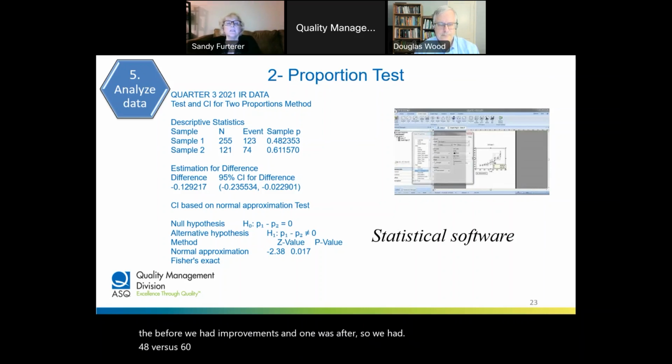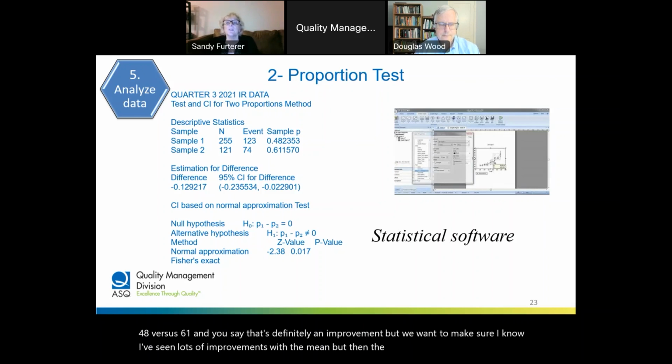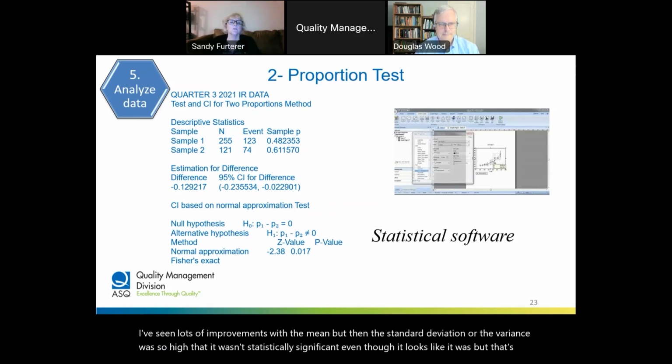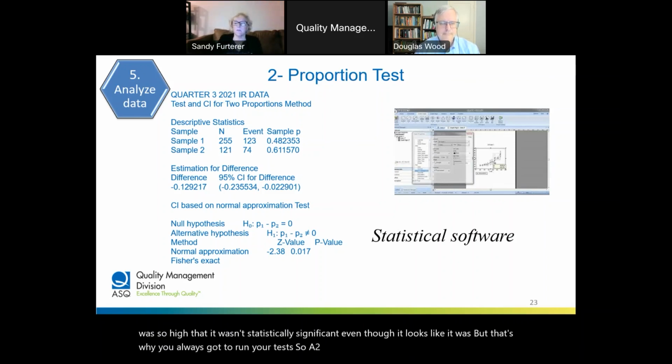And you say, hey, that's definitely an improvement, but we want to make sure. I've seen lots of improvements with the mean, but then the standard deviation or the variance was so high that it wasn't statistically significant, even though it looked like it was. But that's why you always have to run your tests. So a two proportion test is an example of that. And you can get a p-value.